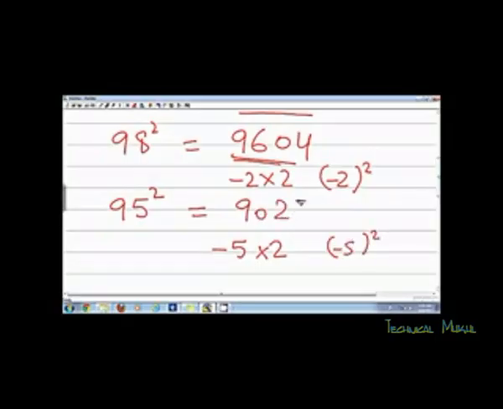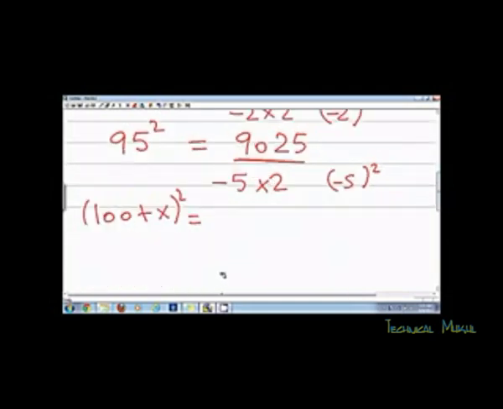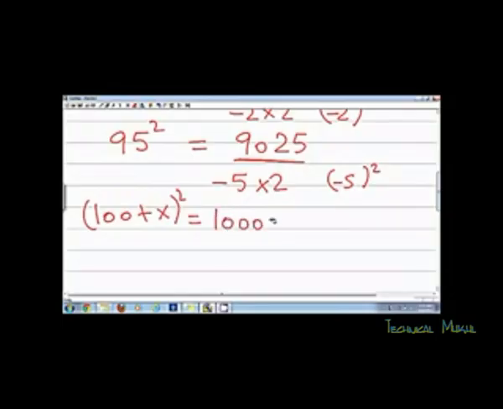Now this is not magic, there is a proof for this trick. If we have 100 plus x and we want to take the square of this number, it is 10000 plus 200x plus x squared. If you look at this equation, it looks very close to my trick.